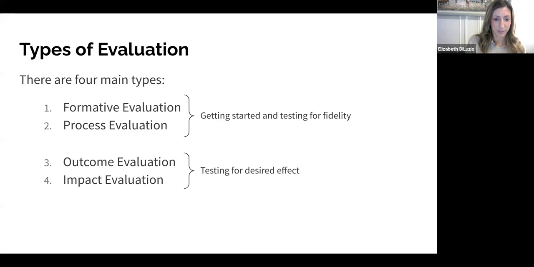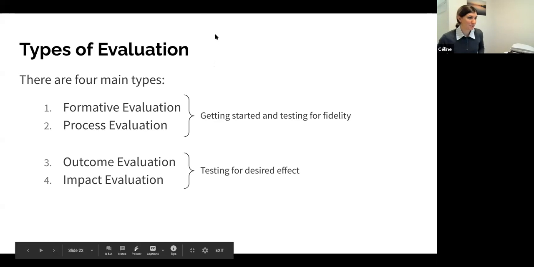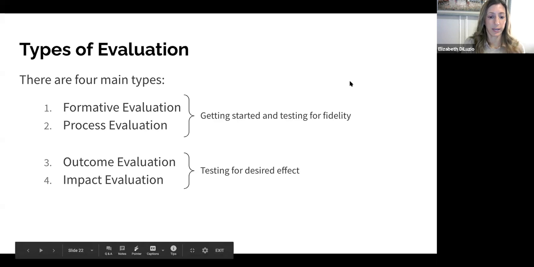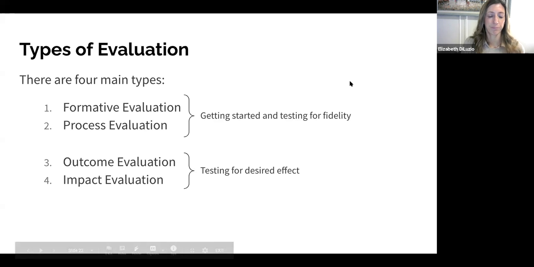Yeah, Celine. Thank you. I don't know if I should use the chat for raising my hand or the actual hand, but anyway. For the formative evaluation, I've actually never heard of this one. Could you just give an example of what that looks like in practice? Yeah, you might know of it as a needs assessment. I would say a needs assessment falls in that category.